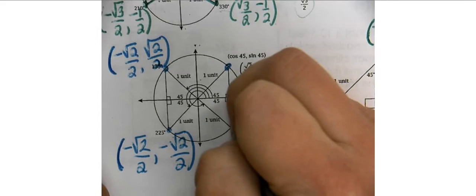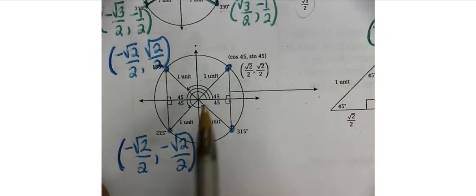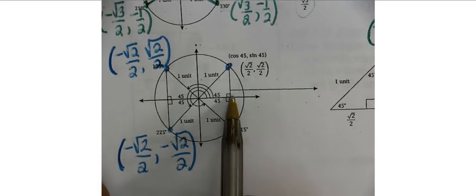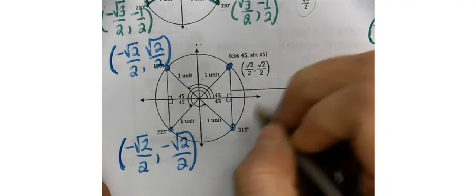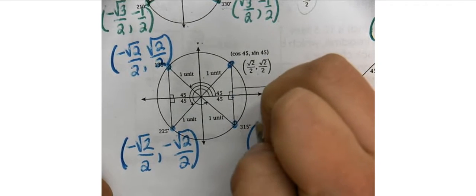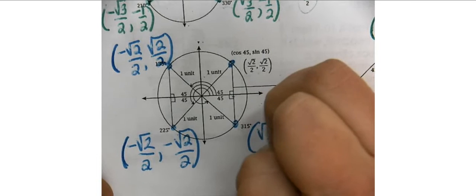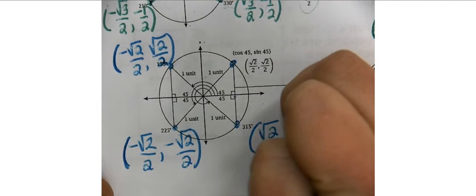And finally, the last ordered pair, we're going to the right, so positive square root of 2 over 2, but down square root of 2 over 2. So that's negative square root of 2 over 2. So our ordered pair is positive square root of 2 over 2 and negative square root of 2 over 2.